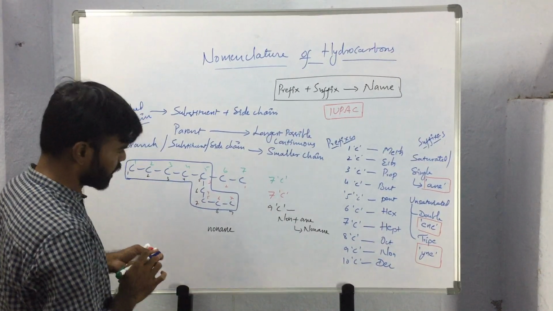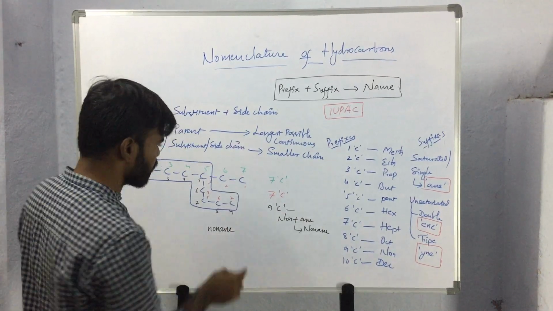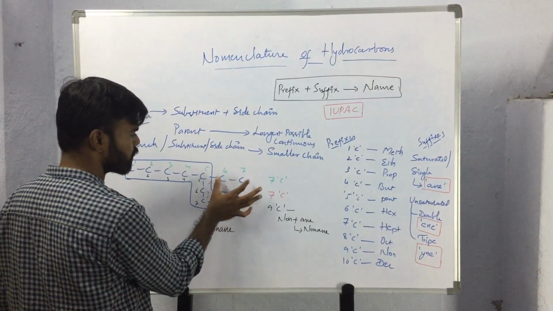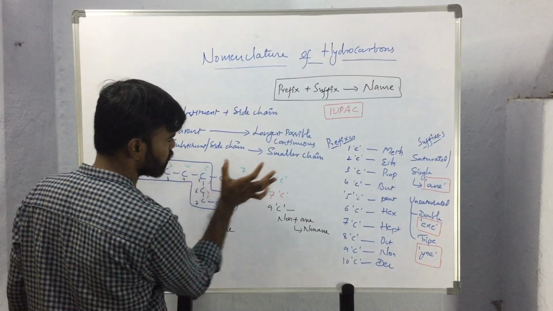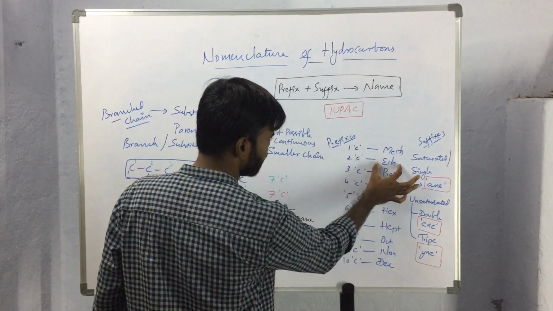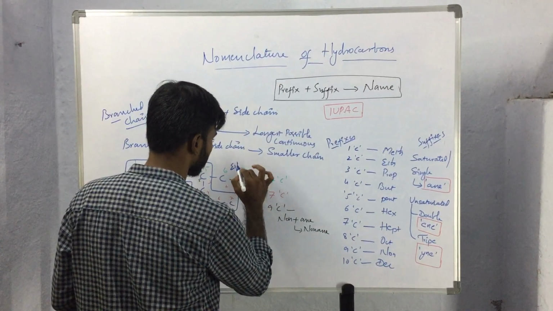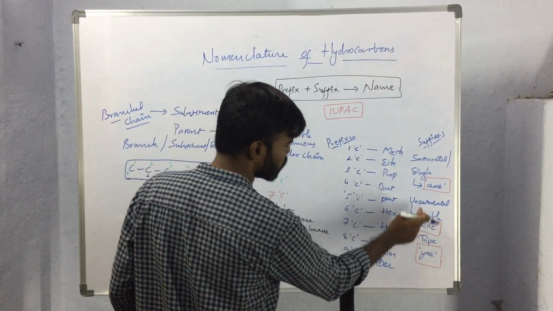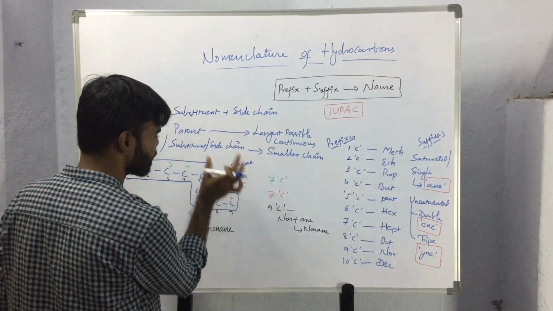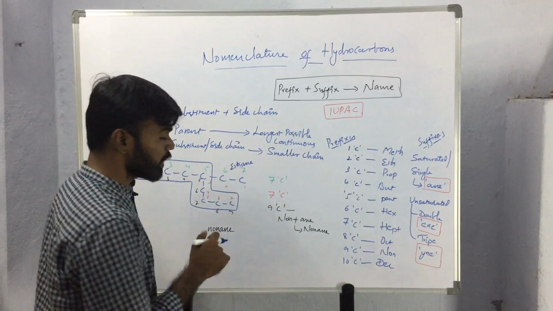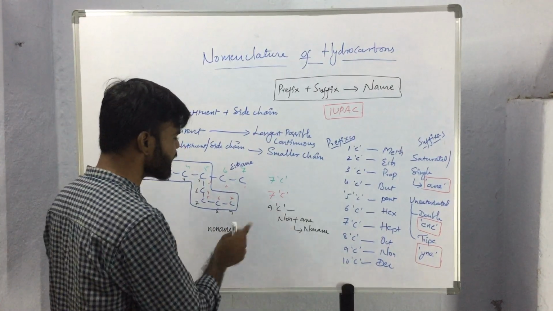This we selected as the parent chain, so the remaining will be the side chain or the branch or substituent. So what is this side chain? This is having two carbon atoms. So if it is having two carbon atoms, we will be giving the prefix eth. So here eth, and it is having single bond, so ane we will be using. This is ethane substituent.